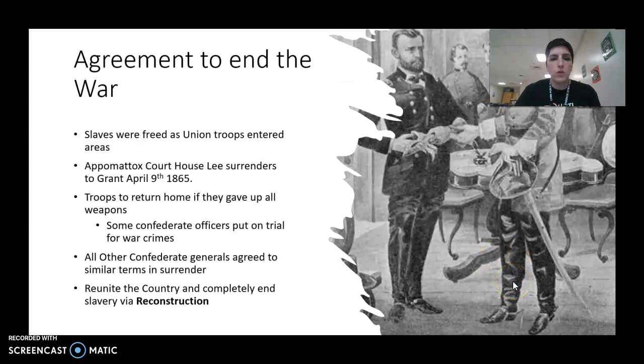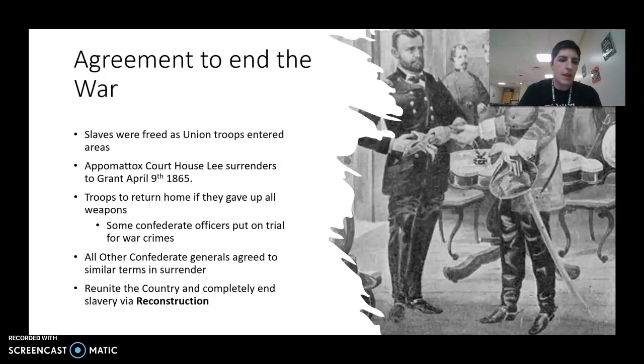So first of all, there was an agreement at the end of the war. The agreement basically ended the war, but it also talked about what steps were going to happen after, particularly about slavery. So slaves were freed as Union troops entered areas. Every time the Union troops started entering specific areas, the slaves were freed along with those troops that went in.